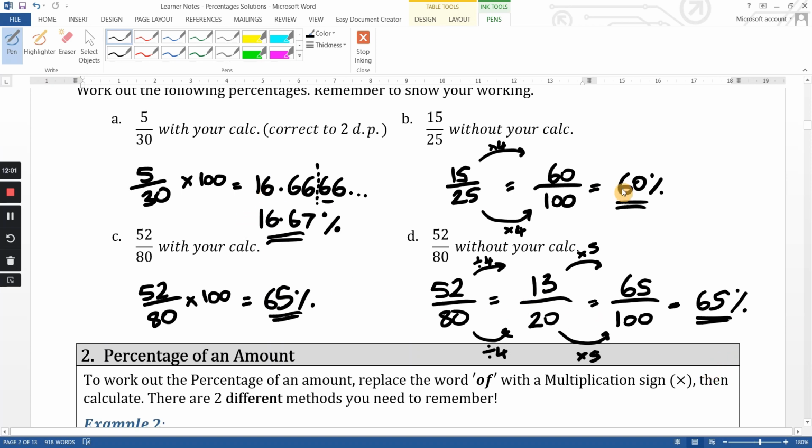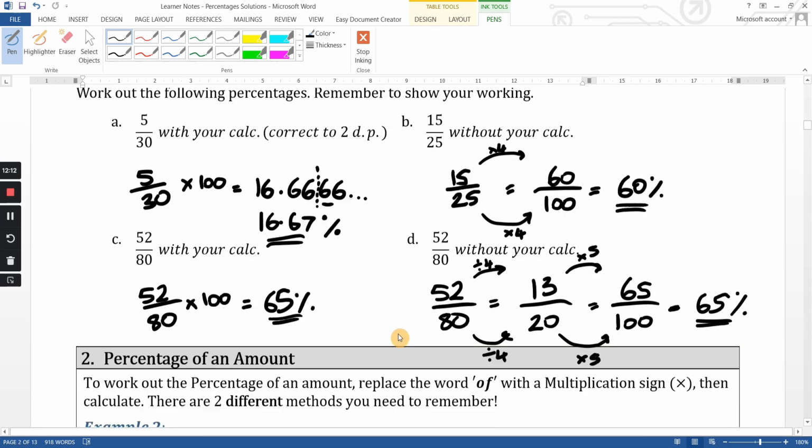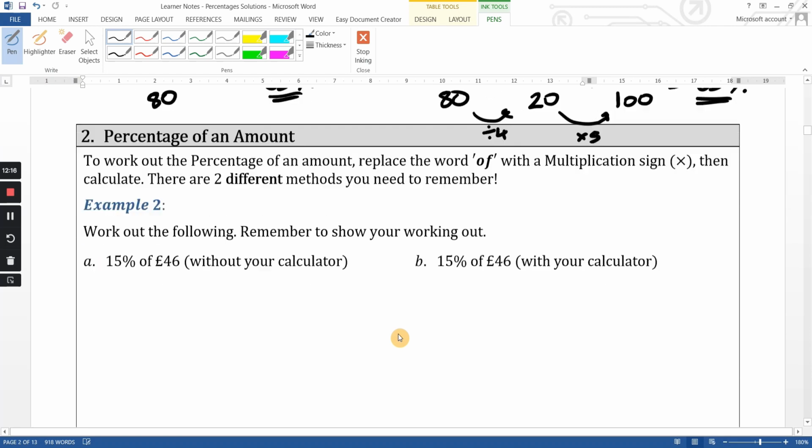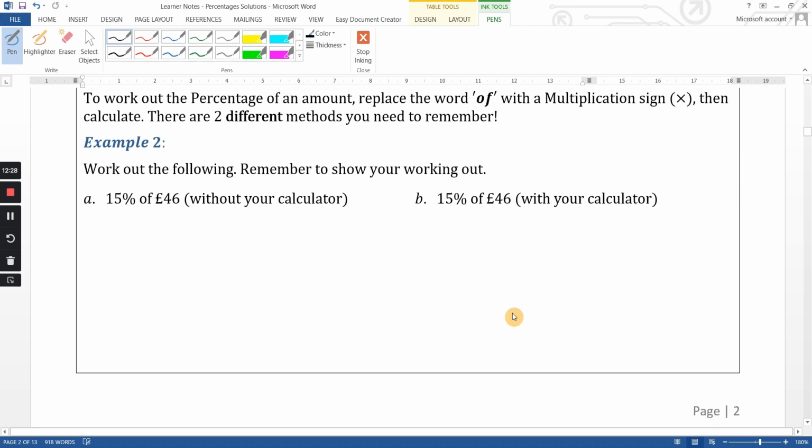Yep, so as you can see, loads of different methods of doing these with and without your calculator. I think it's good to know all of these methods, definitely, just in case. Let's move on to the next section though, percentage of an amount. To work out the percentage of an amount, replace the word of with the multiplication sign. So there are 2 different methods you need to remember. Again, with and without your calculator.